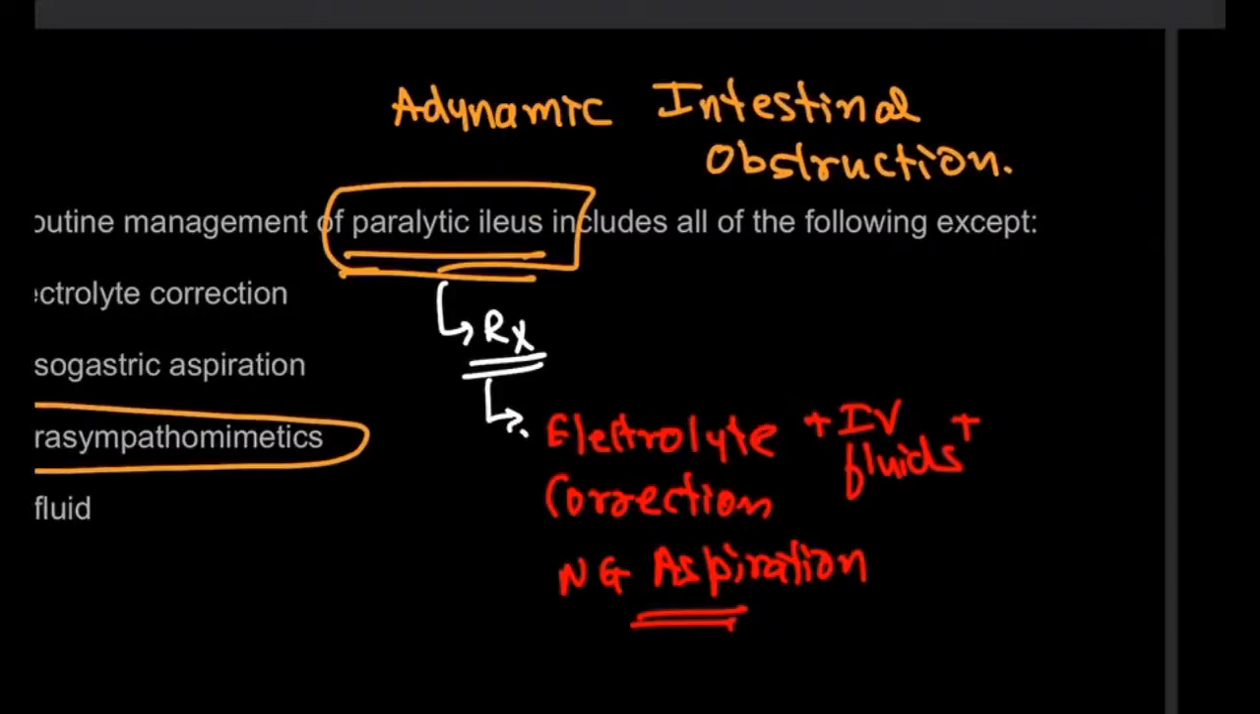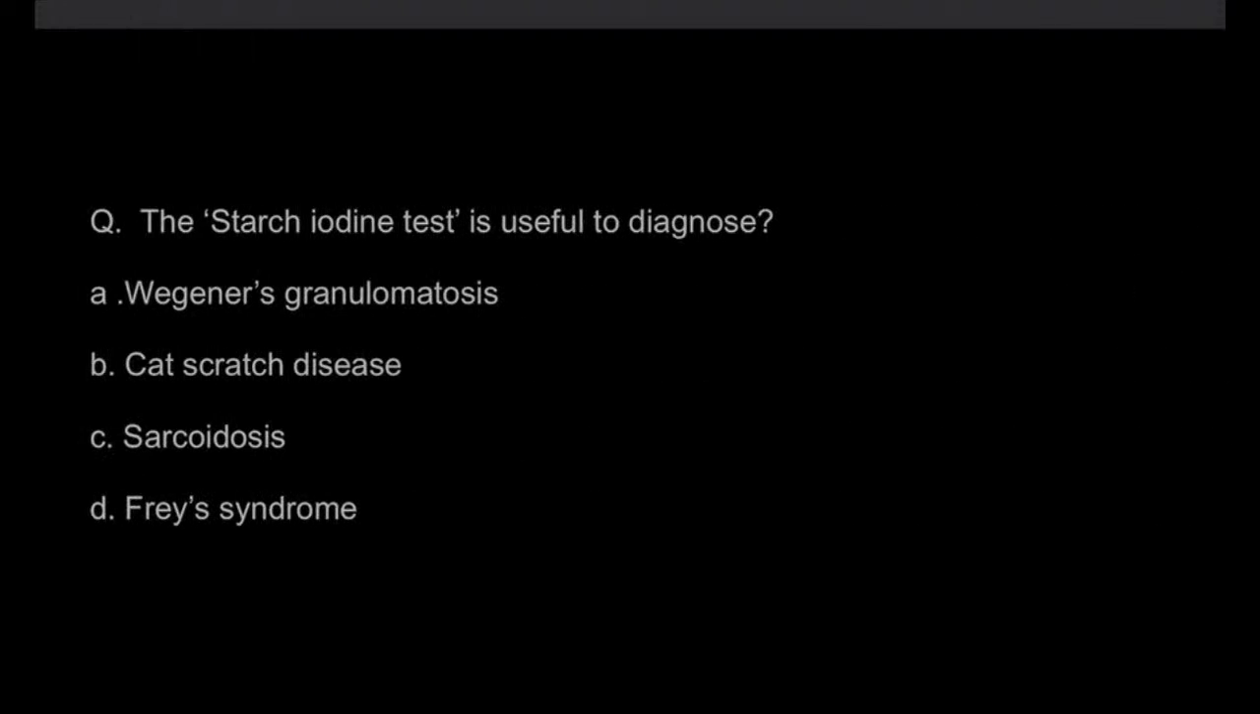Right, moving on. So the next question is the starch iodine test. I'm sure you must have heard of this particular test. What I'm asking is, what is this used for? Is it used for Wegener's granulomatosis, cat-scratch disease, sarcoidosis, or Frey syndrome? If you say the answer is Frey syndrome, yes, you're bang on, you're absolutely right.